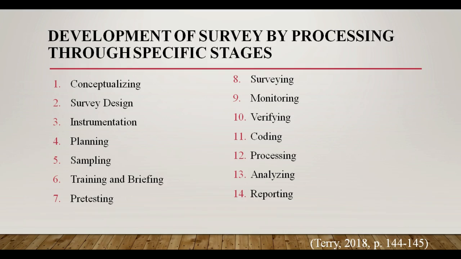Step number 11 is coding. The data is then converted to numeric terms in order to be processed. Step 12 is processing. The data is further organized in order to be analyzed. Step 13, analyzation. The data is analyzed using statistical tools so conclusions can be drawn. And finally, step 14 is reporting. Reporting the findings, which are summarized into research reports.